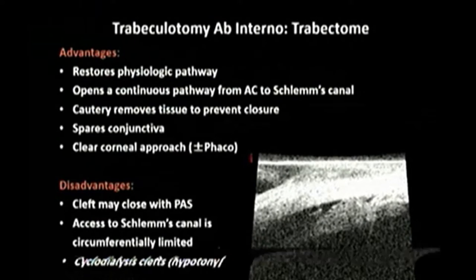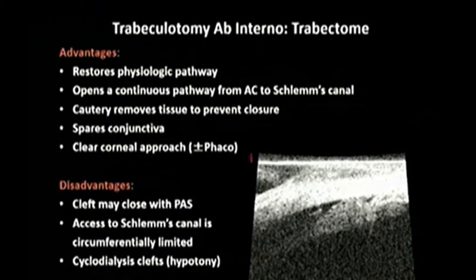So it can restore the physiologic pathway, opening a continuous pathway from the anterior chamber to Schlemm's canal, and the cautery removes the tissue to prevent closure. It spares the conjunctiva, and it's a clear corneal approach, which can be done with cataract surgery as well. However, there are certain disadvantages, like cleft formation, a cyclodialysis cleft, and access to the Schlemm canal is circumferentially limited as well. You don't have 360-degree access to the Schlemm canal.